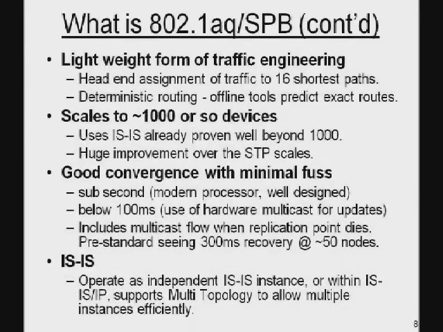The ISIS protocol is the link state protocol used to drive shortest path bridging, and of course ISIS has already been demonstrated to work at considerably larger than 1,000 nodes, and so this is a good choice for this protocol. There's already a huge improvement over the kind of scales that we can do with rings or with the spanning tree protocols. The convergence times are good, excellent, with a minimum of fuss. Certainly sub-second, and there are paths to get sub 100 millisecond convergence using various hardware multicast mechanisms, and I've got a slide at the very end here which talks about that very briefly.